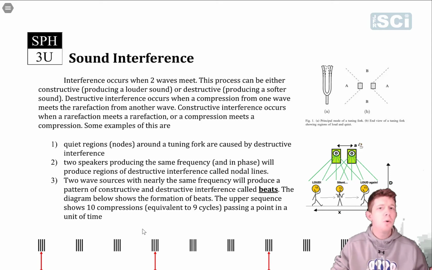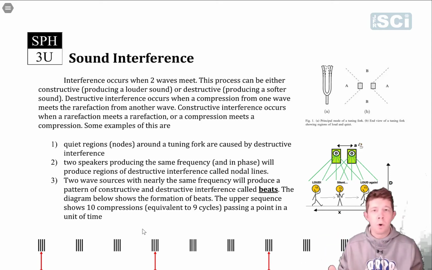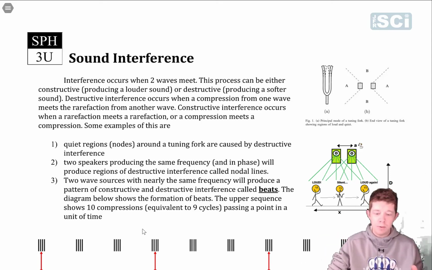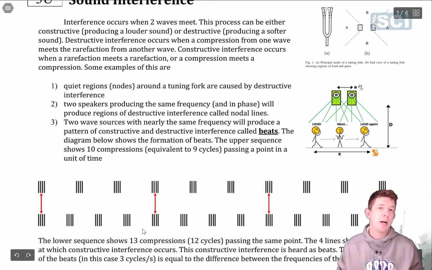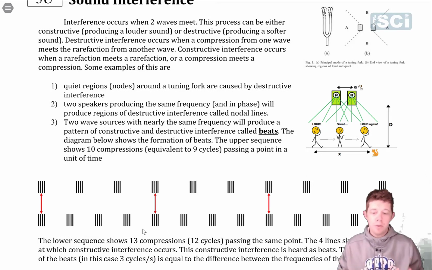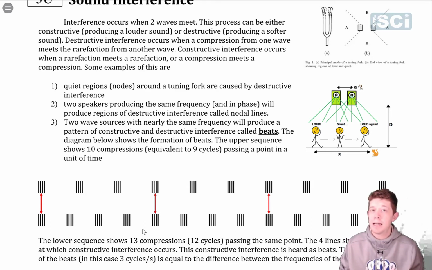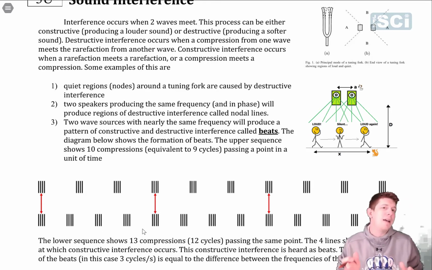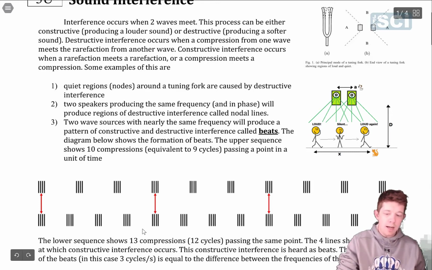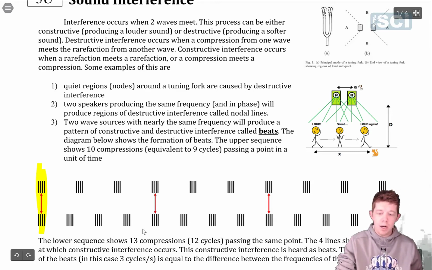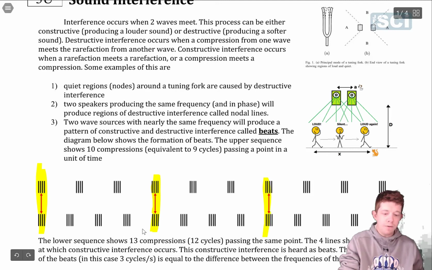Now, if I have two different, say, tuning forks, and one emits a frequency that has 10 compressions every second, and the other one emits a frequency of, say, 13 compressions every second, there's going to be a sound that you hear, and it's going to go wow, wow, wow, wow, wow, wow. And this is known as beats. And it occurs when the compressions from each of these different frequencies meet up.